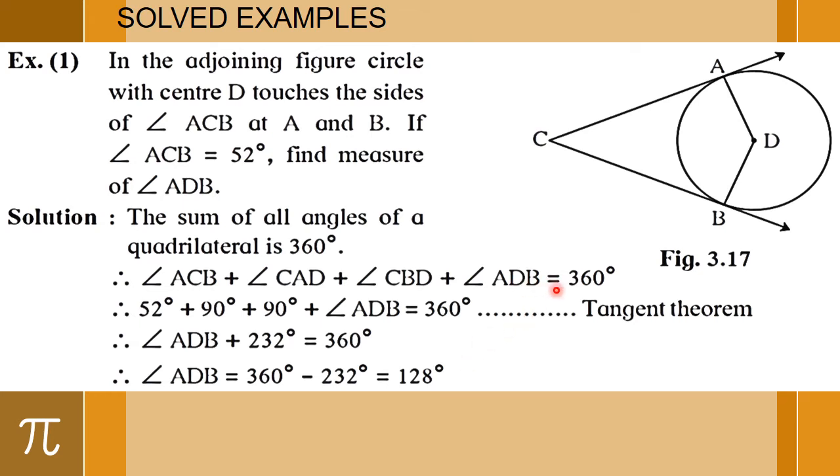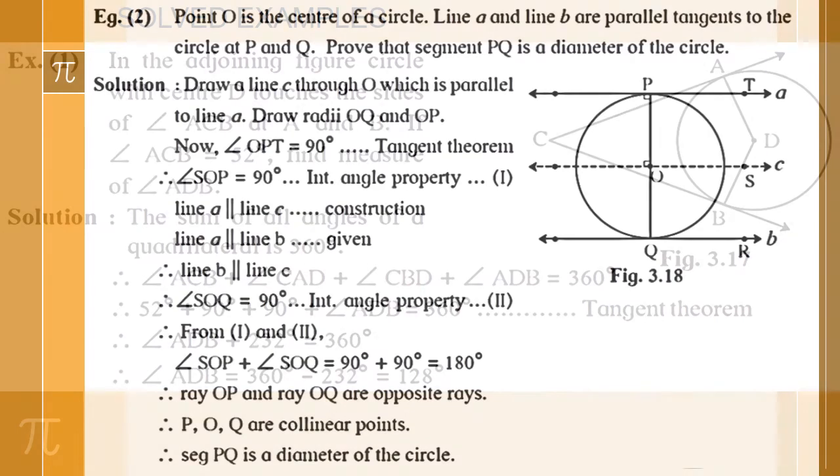One is the angle addition property of the quadrilateral, and next is the tangent theorem, and in just 2 steps we get the answer. Okay, a very simple example. Now let's see the next example.